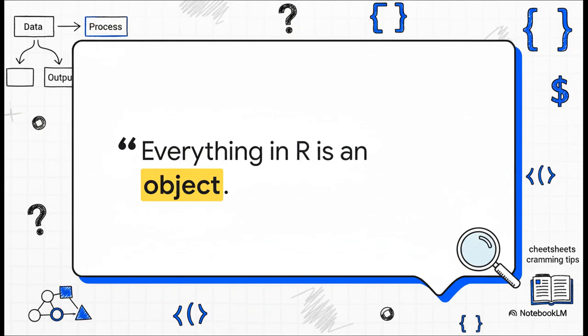First things first, the golden rule of R. If there is one thing you burn into your brain, it's this. Everything in R is an object. That variable, it's an object. That data frame, it's an object. Even a function is an object. This is a powerful idea because it means you can work with and manipulate just about anything in your code.